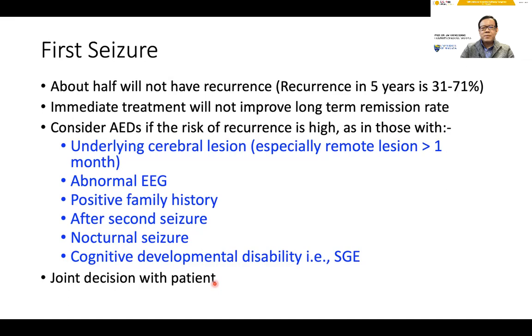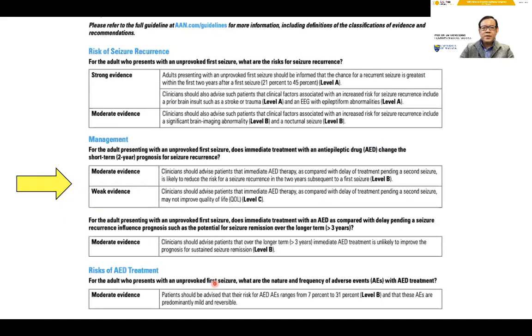And most patients will consider waiting for the second seizure if they don't want to take anti-epileptic drugs for at least the next 1 or 2 years. However, someone may be concerned about the risk and injury of recurrent seizures, or not want to have seizures in front of the public, and then they will consider starting treatment as early as possible. Based on the AAN guideline, there is a moderate benefit in starting anti-epileptic drugs to reduce the risk of seizure recurrence in the next 2 years, and the level of evidence is level B.